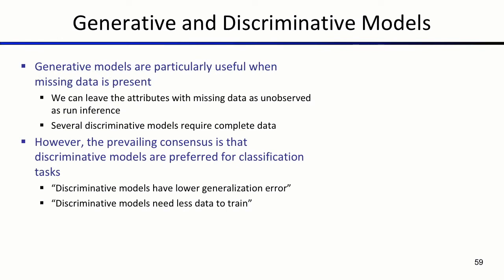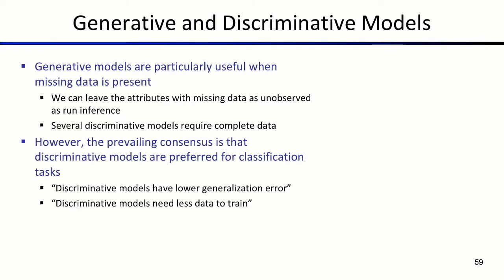Generative models are particularly interesting in the case that we have missing data. The missing data may occur in the training cases. In this situation, we frequently use variations of the expectation maximization algorithm in order to learn the parameters of the model from data. But it's even more interesting in the case that we have missing data in the test cases.